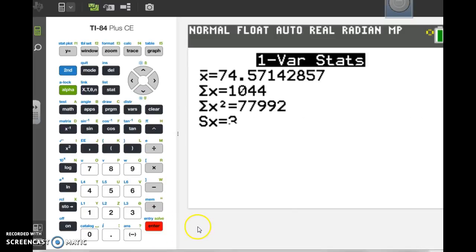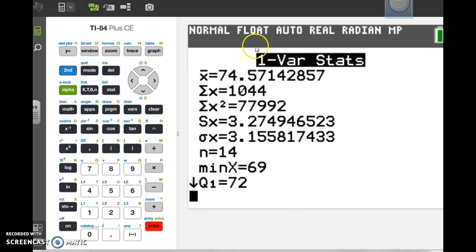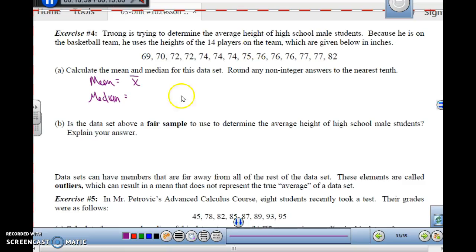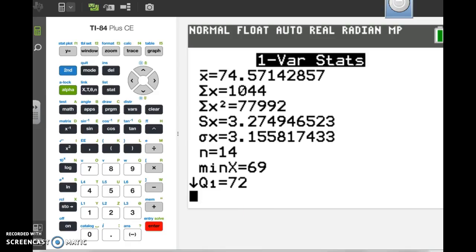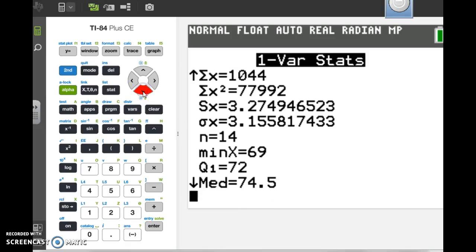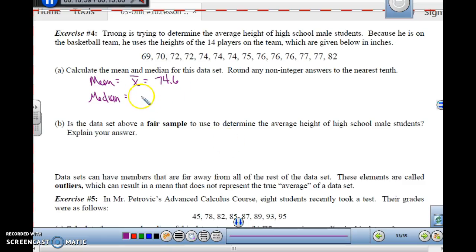So my mean is going to be 74.6 because it said round to the nearest tenth. And my median, if I scroll down here, is 74.5. So those numbers are pretty close. So this is going to be a pretty evenly spread out value.